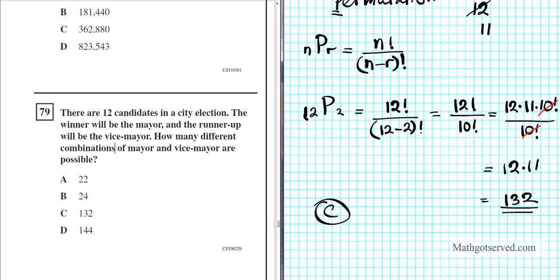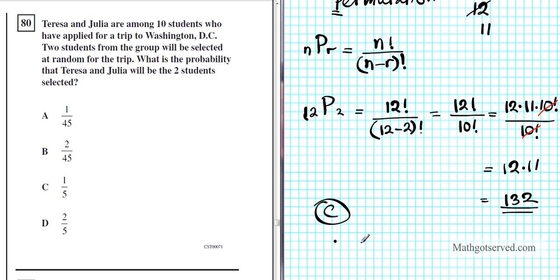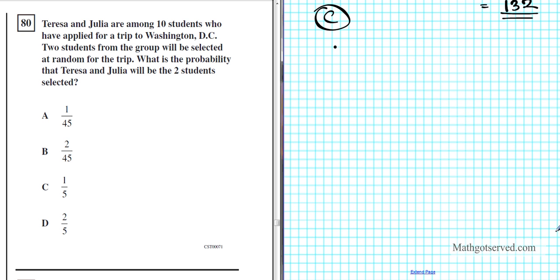All right. Okay, let's take a look at question number 80. Question 80 says, Teresa and Julia are among 10 students who have applied for a trip to Washington, D.C. Two students from the group will be selected at random for the trip. What is the probability that Teresa and Julia will be the two students selected?